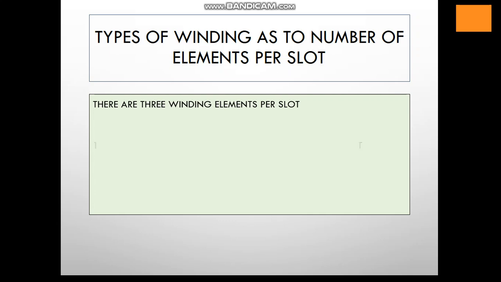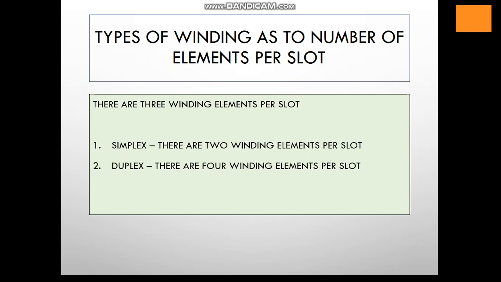So we have simplex. In this simplex winding, there are two winding elements per slot. So two winding elements. Then duplex, there are four winding elements per slot. And triplex, we have 6 winding elements per slot.